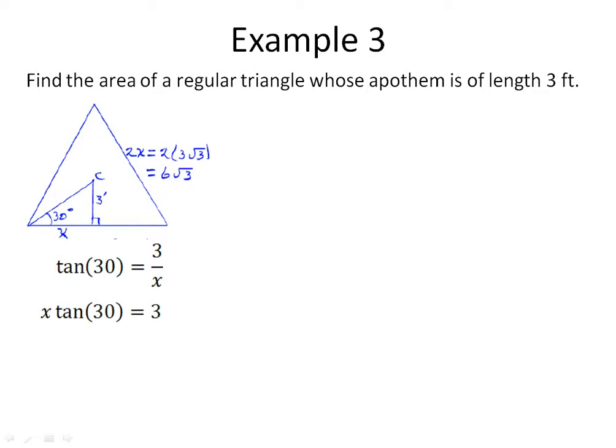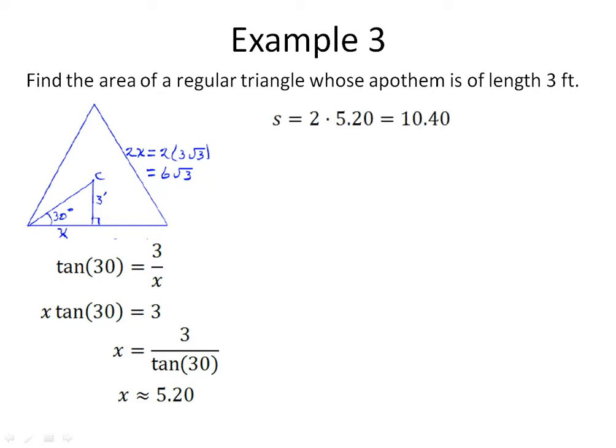So this gives us x times the tangent of 30 is equal to 3. So that means we need to divide both sides by the tangent of 30 to find x. So 3 divided by tangent of 30 is x. So x is approximately 5.20. So 2 times x will be the length of one side. So that's what we have here. 2 times 5.20 is equal to 10.40.